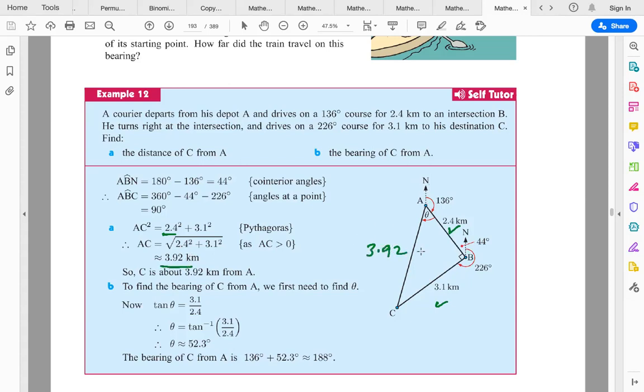Now to get the bearing of C from A, that is this entire angle, you first find this angle. For that you do sine theta is 3.1 over 3.92, or you could do tan theta is 3.1 over 2.4, and get this angle first, only till here. That angle comes to 52.3. If I add 136, that's my bearing. So that comes to close to 188 according to the calculations.